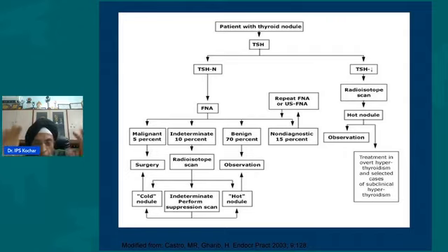So this is how you should approach a patient with a thyroid nodule. Most important, remember, benign is more common as compared to malignant. And once the TSH is low, you start thinking of Graves' disease or hyperthyroidism.